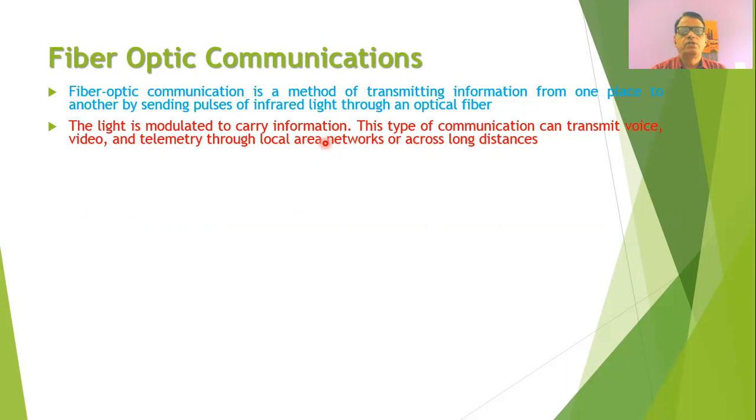This type of communication is used for the transmission of information such as video, voice, or telemetry through local area networks. It is also possible to transmit information over a very long distance. You will find that different countries are connected together through this cable, and this cable is the fiber optic cable, through which we can send data from one country to another.